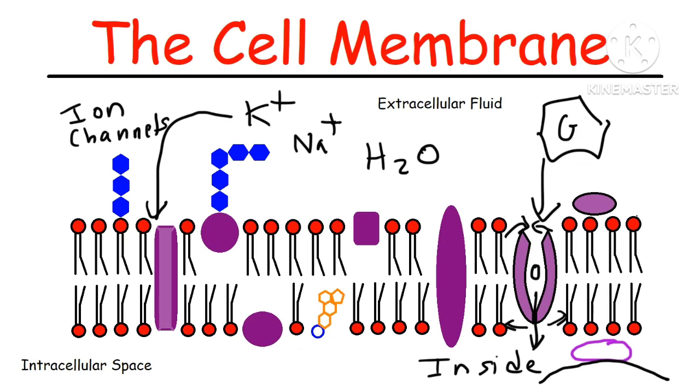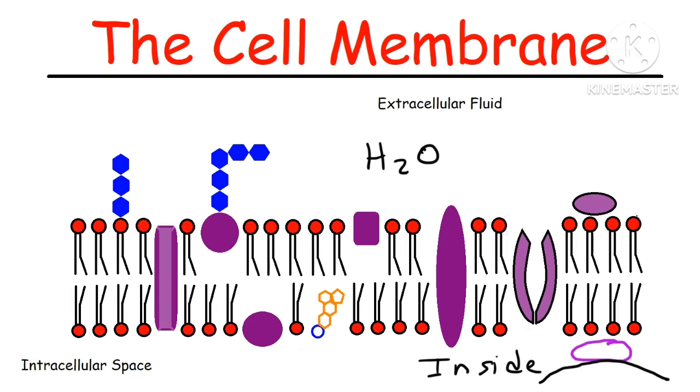So just to review, small molecules like oxygen, carbon dioxide, and water can diffuse through the membrane. For water, it's a little bit difficult. Big molecules like glucose, big polar molecules, can't diffuse through the membrane. And ions like sodium and potassium can't diffuse across the membrane without the help of a protein.